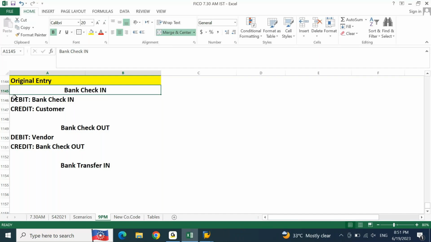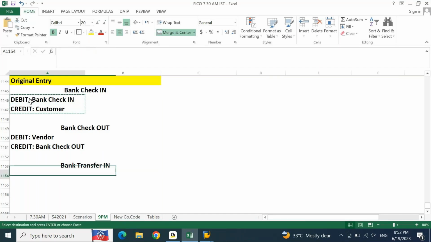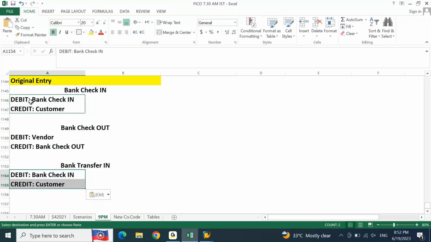I'll put the same debit credit here. Except the mode of payment, there is no change in this. Here I'll put bank transfer incoming debit, customer credit. Is this entry clear for bank transfer incoming?